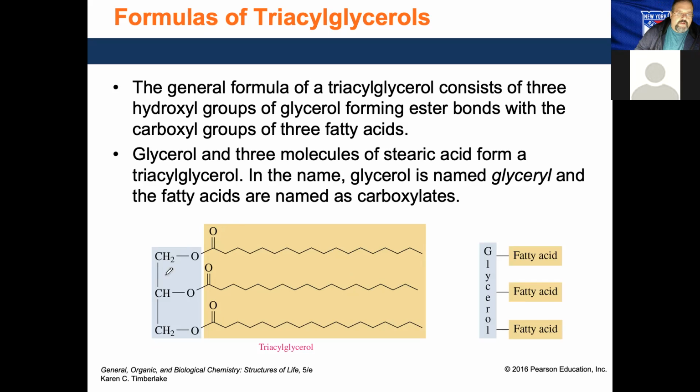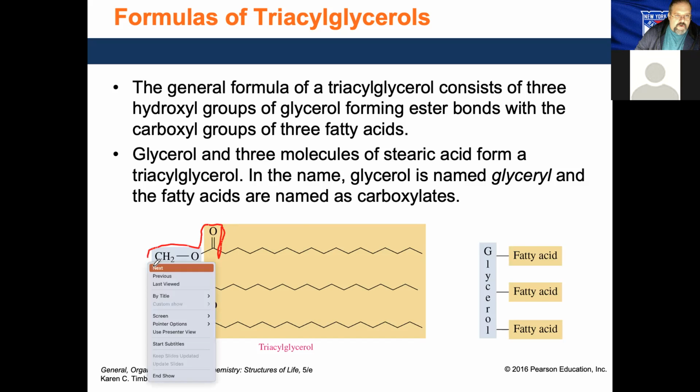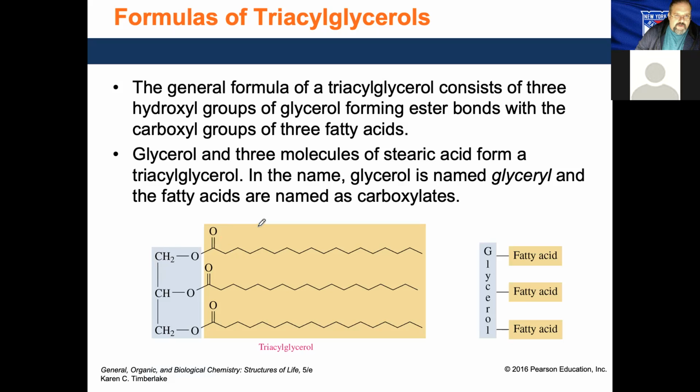If you take a look, I like to call the glycerol the backbone of the structure. And you've got C double bond O connected to oxygen, connected to carbon. When you have that functionality, what do we have there? Of course, we have an ester. That's why triacylglycerols are considered to be triesters, because you have three ester functional groups in the same compound.